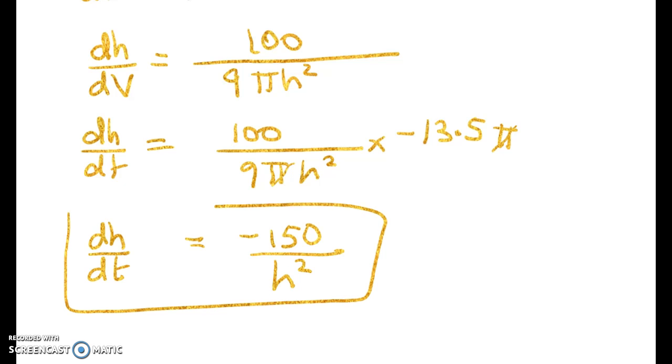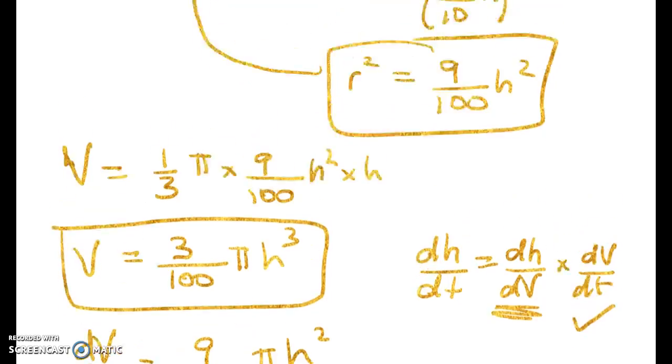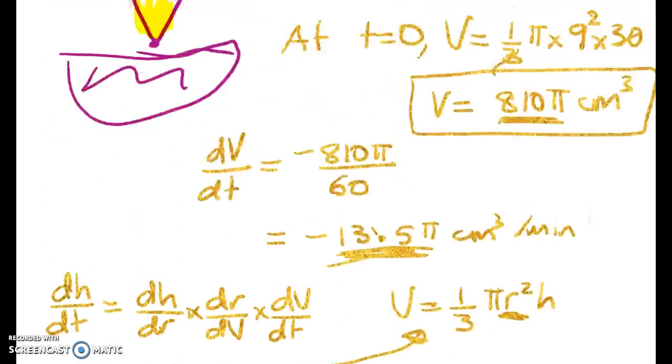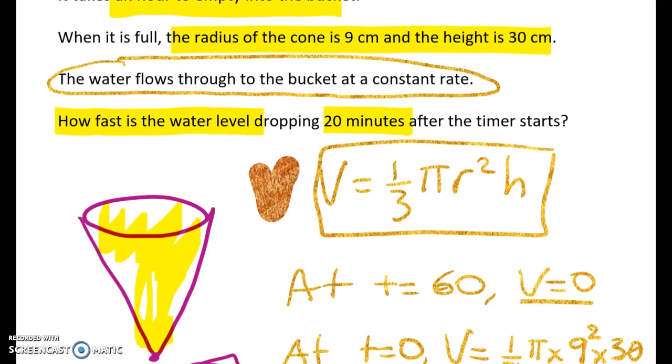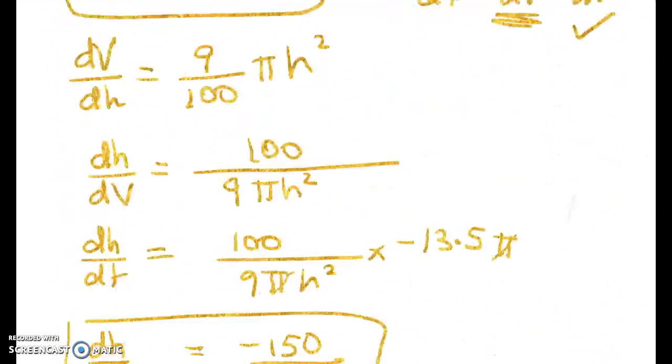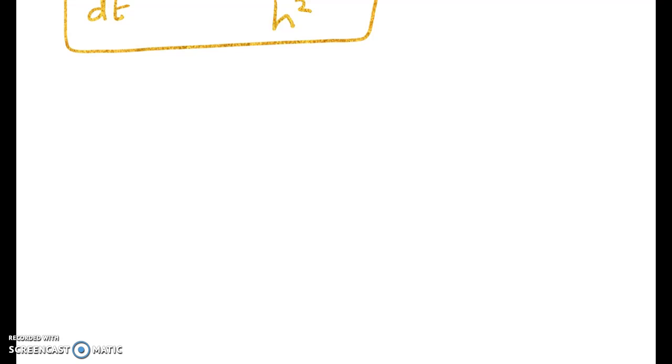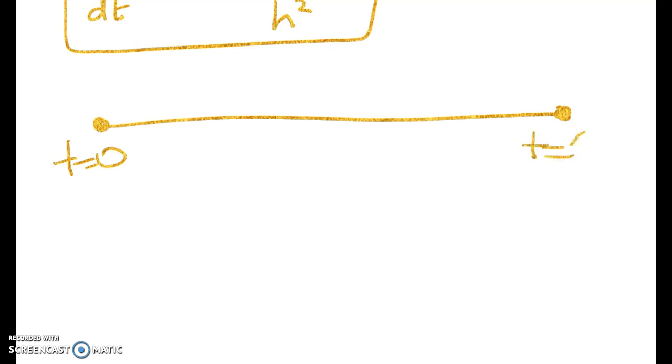So now we've got to here, but then we say, well, hang on, what's h? The question asked us to figure out the rate of change in the water level 20 minutes after the timer starts, and we know that it takes an hour to go the whole way through. So the easiest way to do this is to go back to year 1 and draw your number line. Here's t equals 0, and here's t equals 60. This is what we want, which is t equals 20.